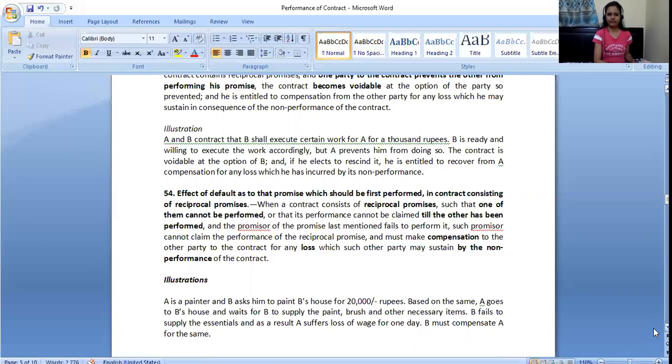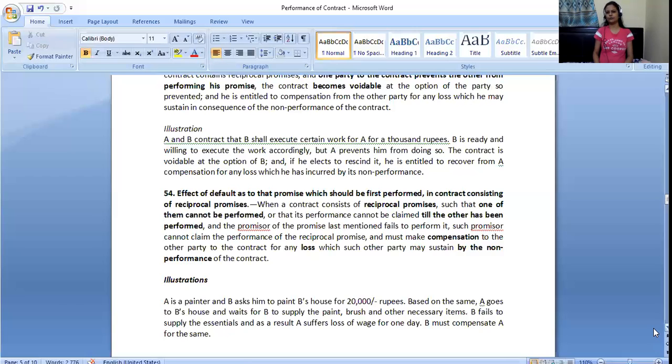So next is effect of default as to that promise which should be first performed in contract consisting of reciprocal promises. Now here also you can take that same painting example only. So what are reciprocal promises? There are more than one promises, okay? So rather than reading the provisions, you can try to relate it with normal examples that we see every single day. Take for example, there is a reciprocal promise. What is reciprocal promise? There are multiple promises. One thing cannot be performed unless and until this other thing is performed, right? So what will happen in that case? This is what section 54 is all about.